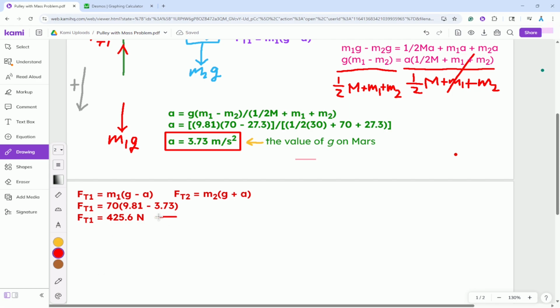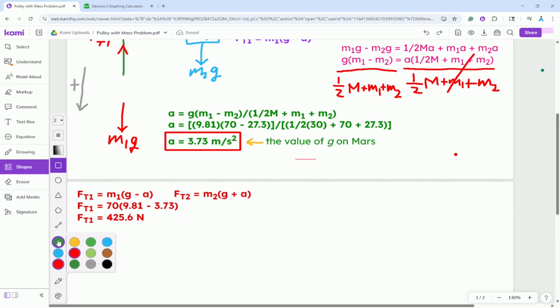And remember, the newton is just the unit of force. I think we kind of already went over this. It's just a kilogram meter per second squared. That's all a newton is. Kilogram meter per second squared. It's mass times acceleration, right? Okay. We have the first force of tension. We can box this in.